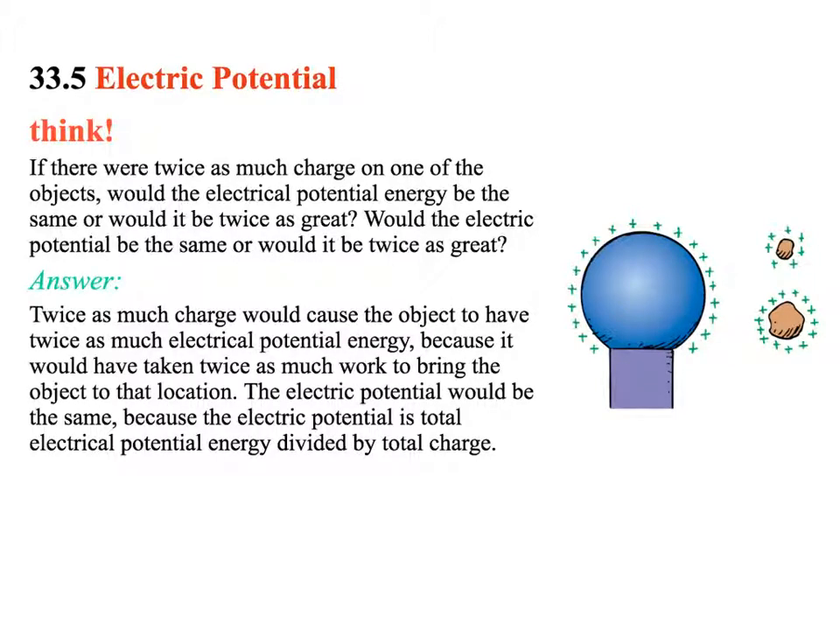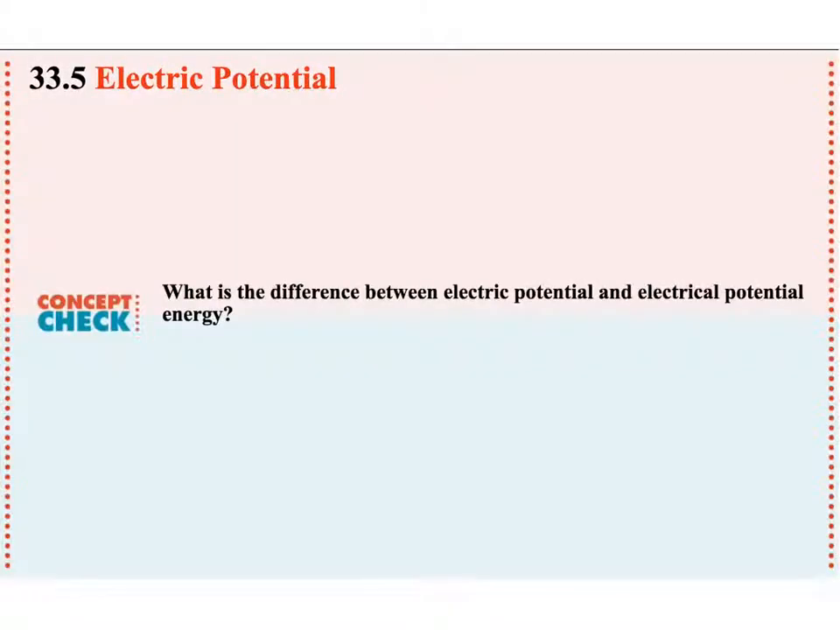All right, key thing here. Twice as much charge, which caused the object to have twice as much electric potential energy, because it would have taken twice as much work to bring the object to that location. The electric potential would be the same because the electric potential is the total electric potential energy divided by the charge. What is the difference between electric potential and electric potential energy?